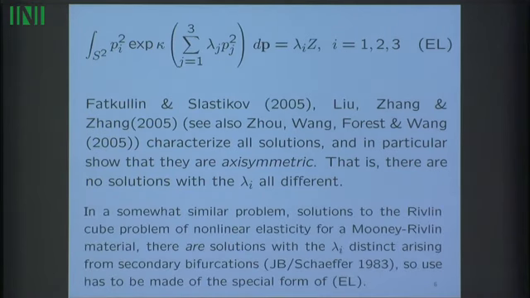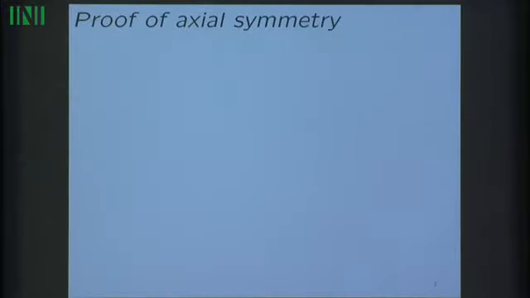So now, in a somewhat similar problem from elasticity, there are solutions with the lambda i distinct, and they come from secondary bifurcations of branches which are axisymmetric, where two lambda i's are equal. So you've really got to use something special about this form in order to prove that the lambda i can't all be different. So anyway, here's my proof.